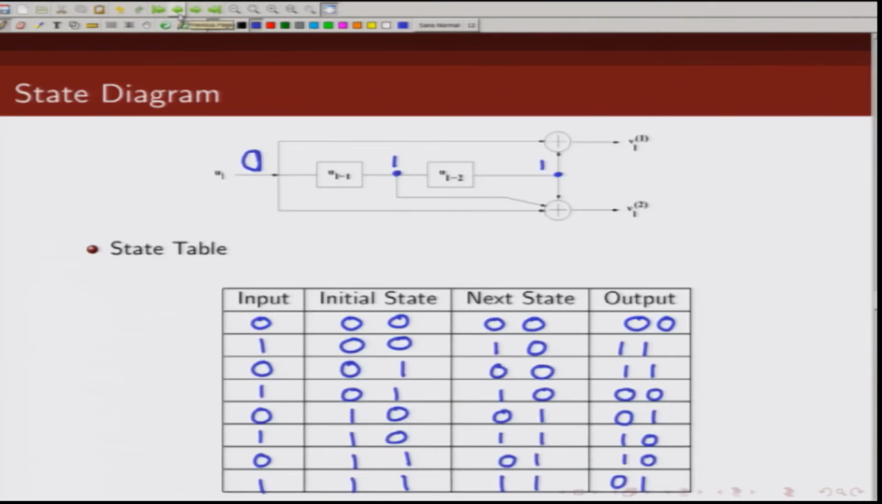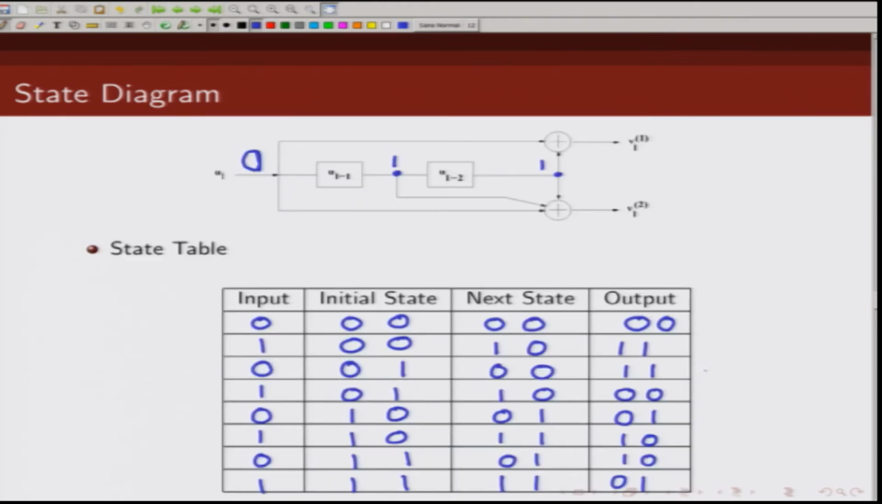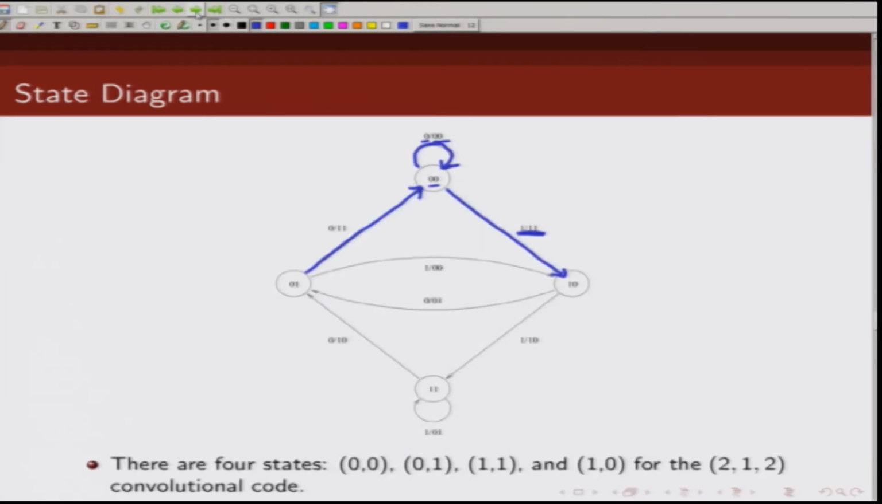So, if the initial state is 0 1 and you get a 0, you move to 0 0 state and output is 1 1. So, if you are in initial state 0 1, you receive a 0, you go back to 0 0 state and output is 1 1. So, this is taken care of. If you are in initial state 0 1, you receive a 1, you move to 1 0 state and output is 0 0. You are in 0 1, you receive a 1, you move to state 1 0, input is 1, output is 0 0.